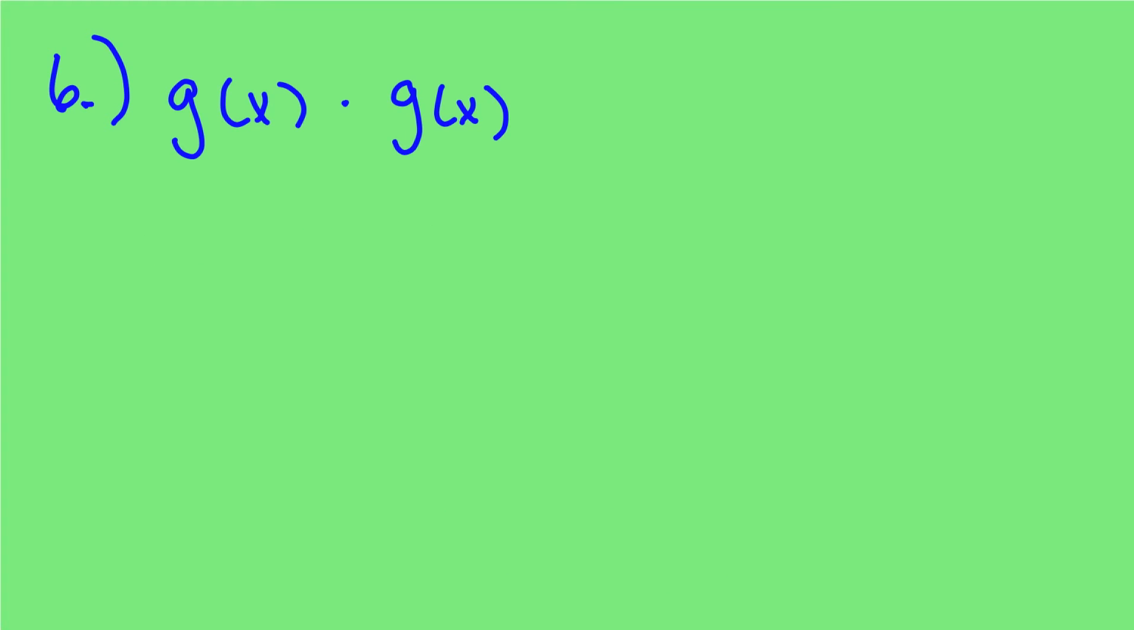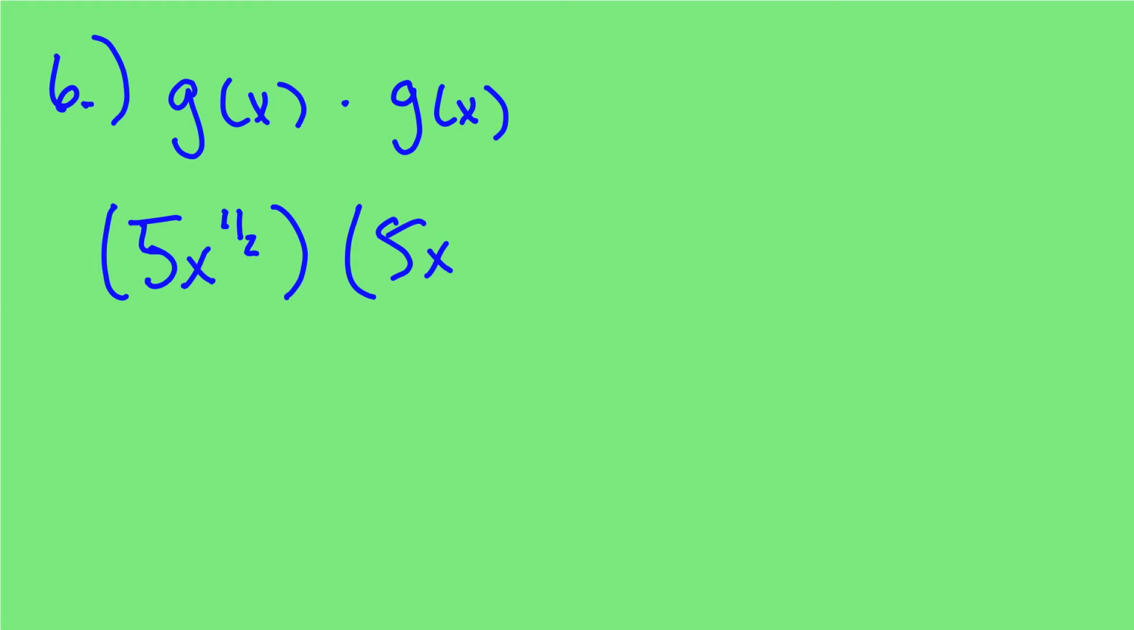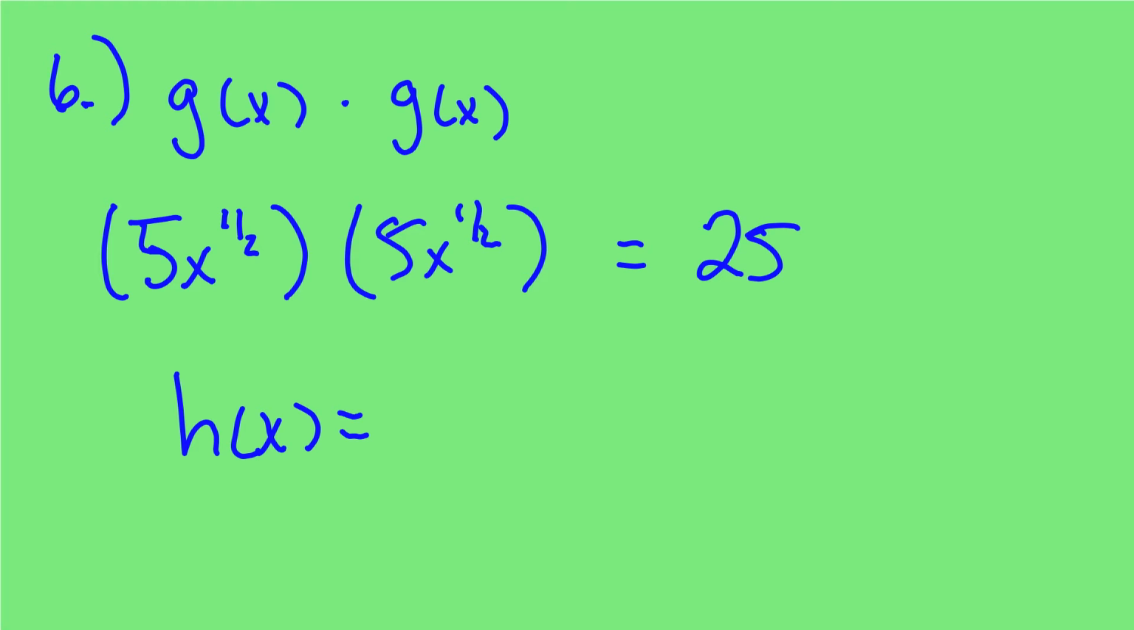Alright, number 6, we have g of x times g of x. Now remember, g of x is 5x to the 1/2. So I put 5x to the 1/2 in twice. 5 times 5, I remember I have a new function because I'm building a new function. I have 25, and then I add 1/2 and 1/2. A half and a half is a whole, so my new function is just 25x.